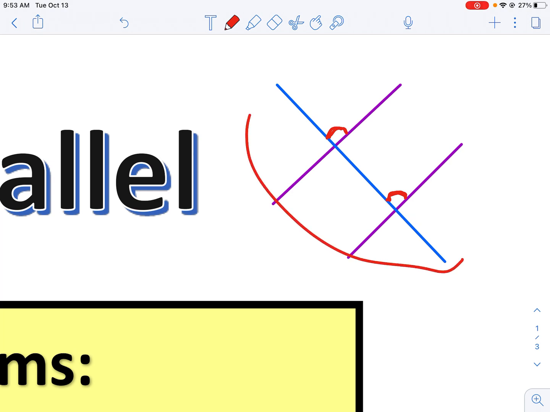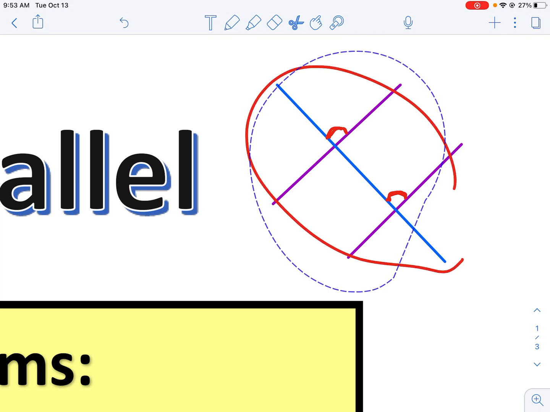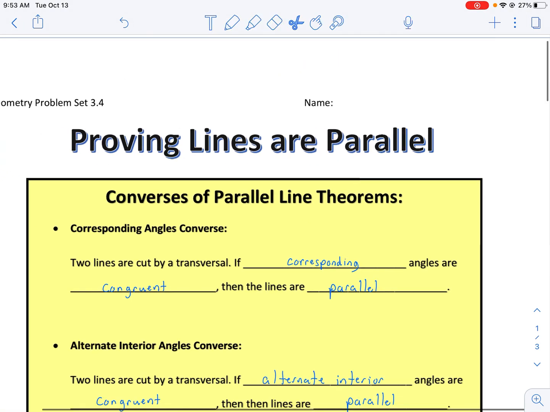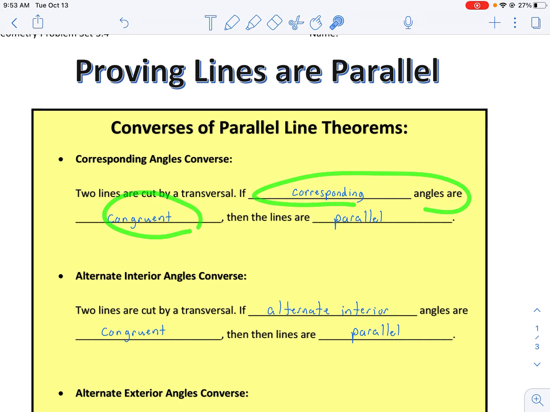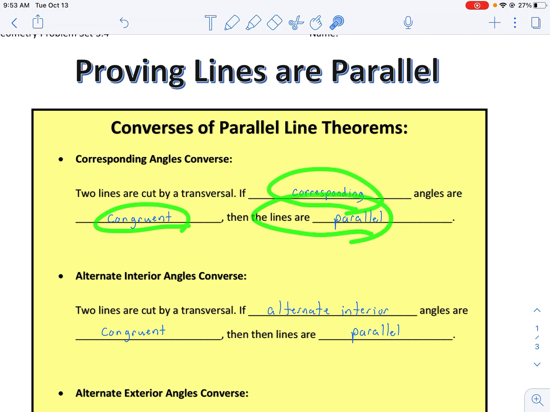So now what we're going to do is the converse of all those things, which is we need to switch the if and then. So here we have two lines cut by a transversal, and we're going to prove that the lines themselves are parallel. So the lines will be parallel if corresponding angles are congruent. So if we have two lines cut by a transversal and we can show that corresponding angles are congruent, then we know that the lines are parallel.